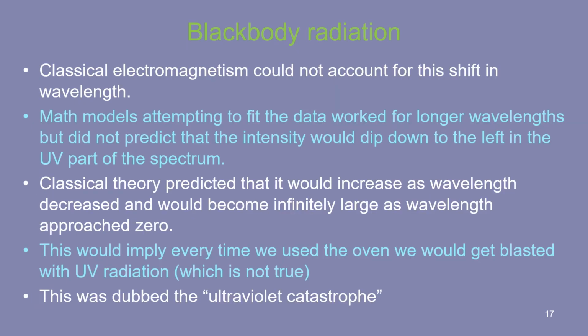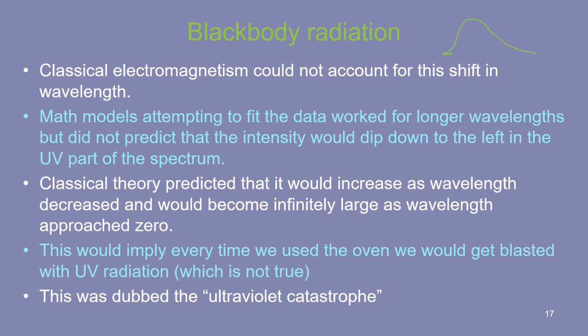Okay, so what's interesting is that classical physics, the classical electromagnetism that was known at the time, could not account for this shift in wavelength. The math models at the time did not predict that the intensity would dip down to the left. The model said that the intensity was just going to keep going up and up and up, and instead it comes back down in the ultraviolet area. This was the ultraviolet area, from the previous slide.